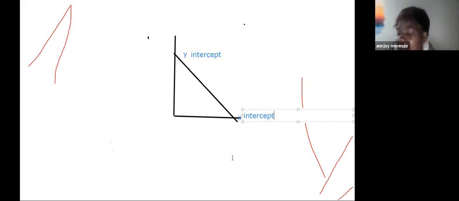We have been given that the y-intercept is -3 and the other one is -1.5. But I want to use the graph that I've drawn, where my y-intercept is 4 and the x-intercept is 6. When you write it like that, you fail.